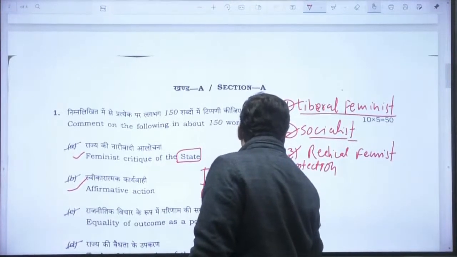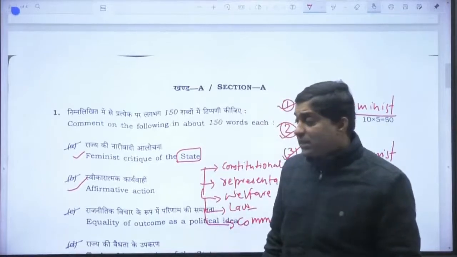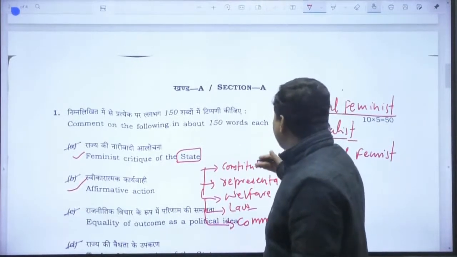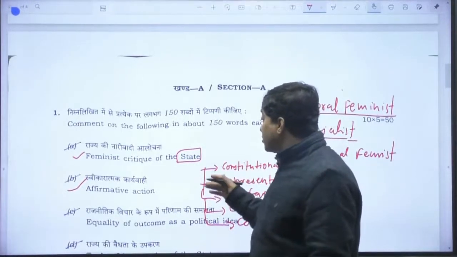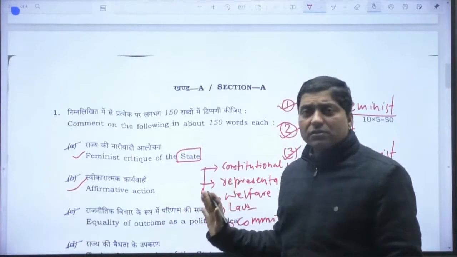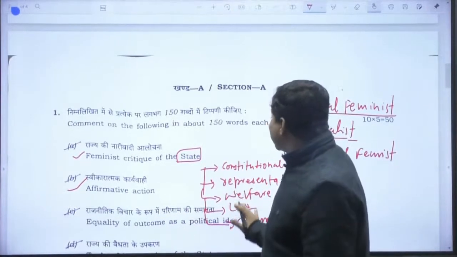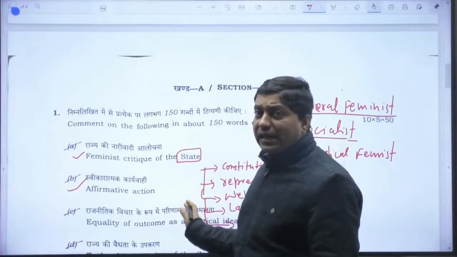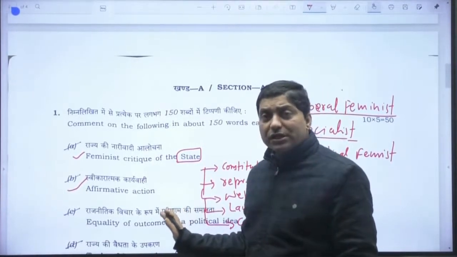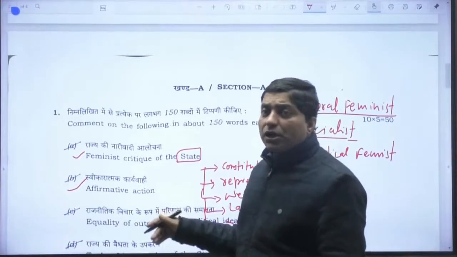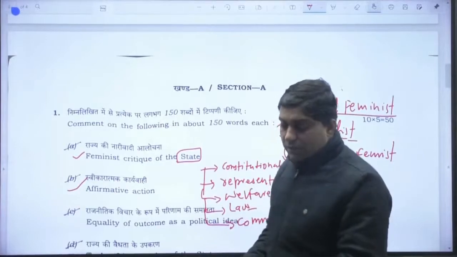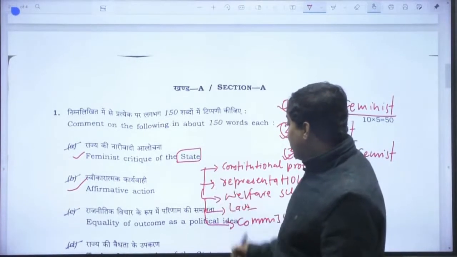Like a commission for SCs, commission for STs. So these all are positive policies, positive discrimination towards the vulnerable community. That is affirmative action conceptually. What Marc Galanter says here is very important. Marc Galanter talks about it as compensatory discrimination. It means the state is compensating the vulnerable community. Okay, so that is affirmative action.